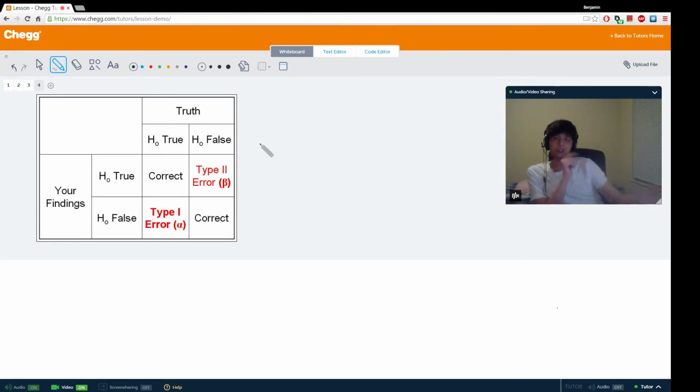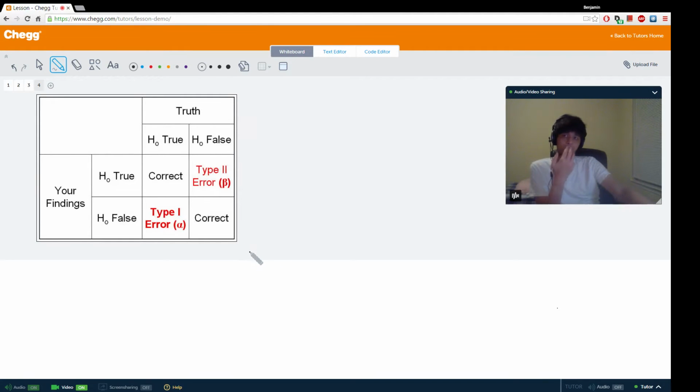These two columns determine whether or not your null hypothesis is actually true, regardless of what your report or your analysis tells you. On the left, we have the your findings section. As you may have guessed, this is what your hypothesis test returns to you, whether it tells you that your null hypothesis is true or false. Pretty simple, right? There are two general conditions: your findings and the truth can either match or they can disagree.